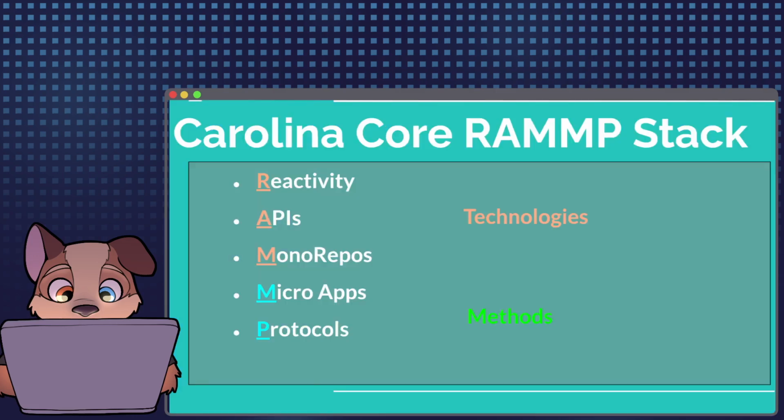So again, I want to take a look at the Carolina Core, what I'm calling the Carolina Core RAMMPStack. The first three, the RAM here, are really the technologies. That's the coding and the bit. And then the next two, that M and P, those are the methods. Those are how you apply the technologies in order to enable this for people in the community.